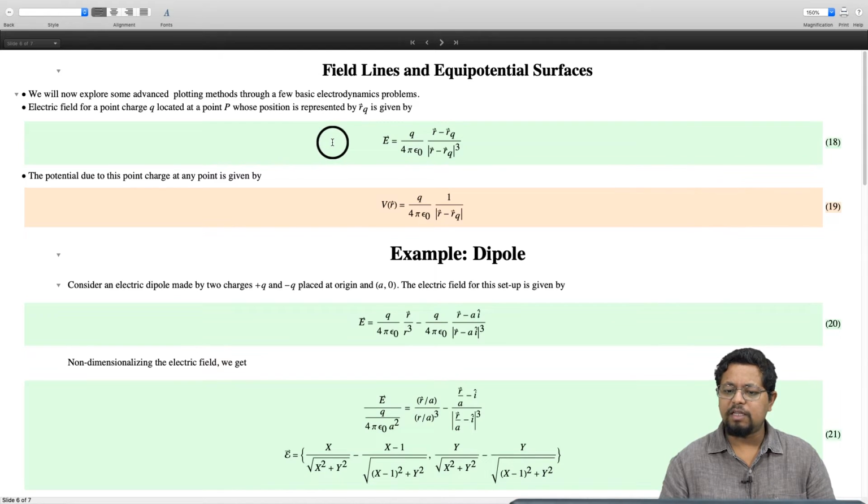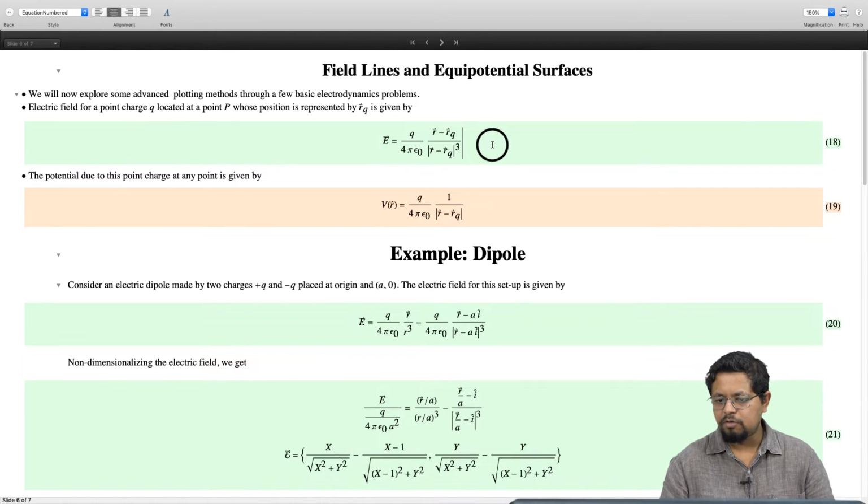Now, as you all know, the electric field for a point charge located at a point r_q is given by this expression: q by 4 pi epsilon naught, which is the overall constant. The direction of the electric field is r minus r_q, where r_q is the point where the charged particle is placed, divided by the modulus of r minus r_q whole cube. That is something you have seen in some course or some book on electromagnetism. That is the electric field for a point charge at an arbitrary point r.